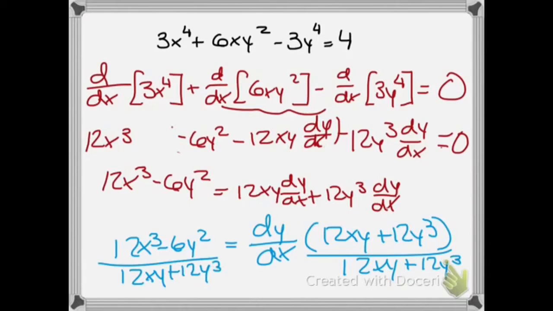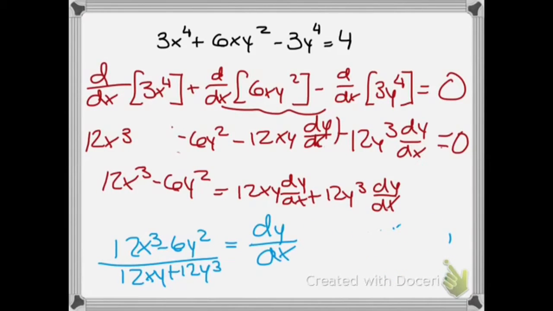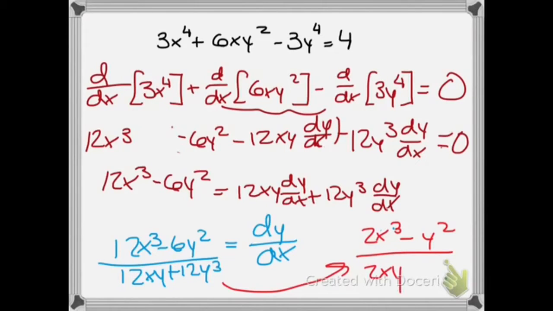So now that I've done that, I can simplify. I'm going to erase this just to create some space, and I'm going to bring it over here. And now I have 2x to the third minus y squared over 2xy plus 2y to the third.